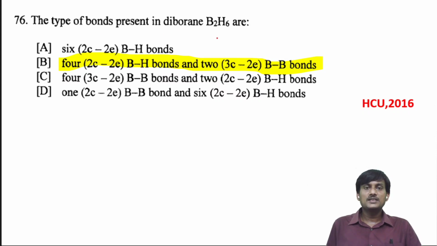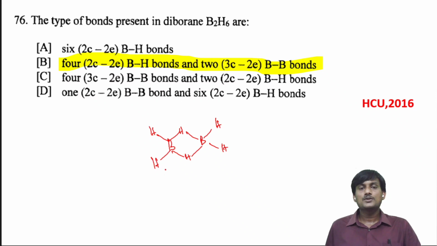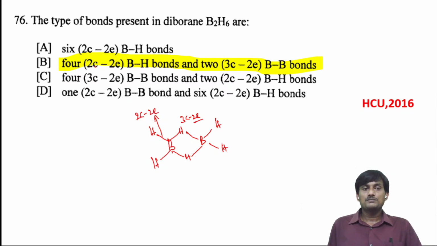The type of bonds present in diborane. This is the structure of diborane. We have two bridged hydrogens and two terminal on each boron, so total we have four terminal. This B-H-B bond is a 3-centered 2-electron bond, an electron deficient bond. This one is a normal bond, a 2-centered 2-electron bond. So finally, there are four terminal bonds, meaning 2-centered 2-electron B-H bonds, and two bridged bonds, meaning two 3-centered 2-electron bonds.